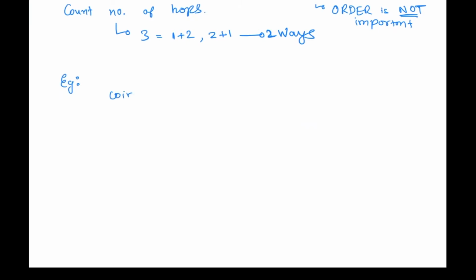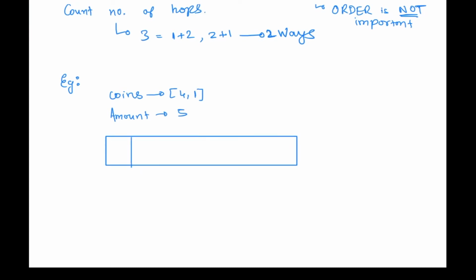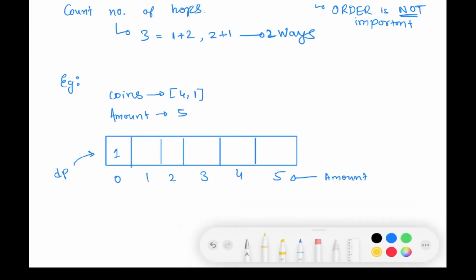So how do we approach? Let's take an example. Let's say we have coins 4 and 1, and we need to form an amount of 5. I have taken the number small so that we can experiment and understand how we are going to develop our approach. So I have amounts over here and DP over here. This is the DP array. At the bottom are the amounts, and for the initialization I have taken dp[0] equal to 1.